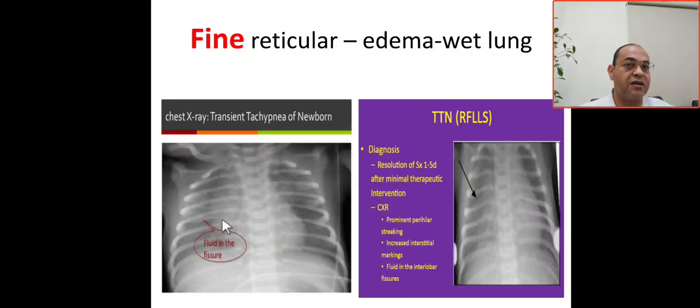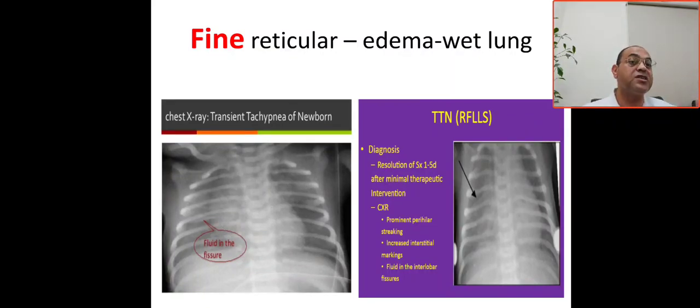This is the TTN fissure, interlobular fluids, or we call it fluid in the interlobular fissures or fluid in the fissure. You see here in the right lung, in the fissure, there is fluid. So, prominent perihilar streaking. The second is increased interstitial marking or bronchopulmonary vascular marking. And the third one, and the most important, is the fluid in the interlobular fissure.